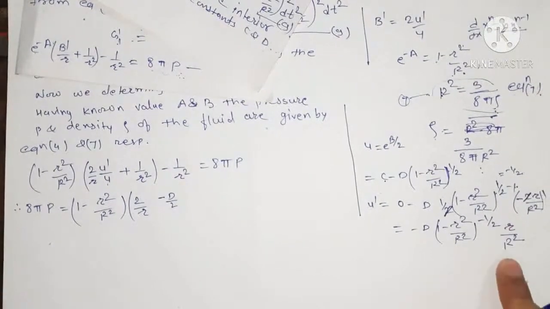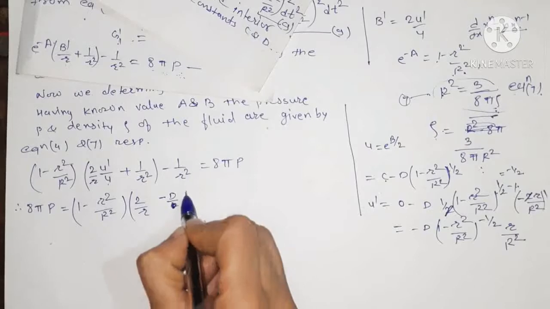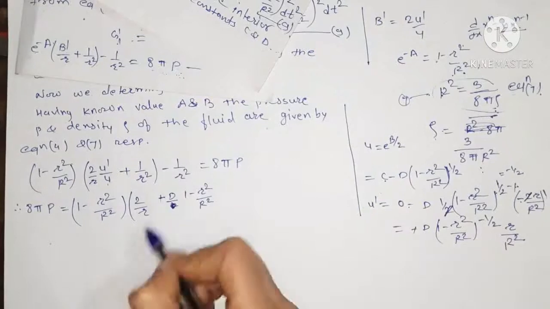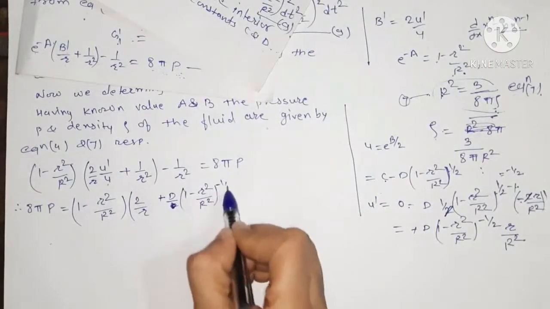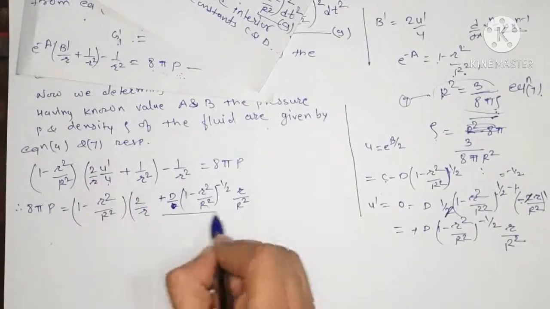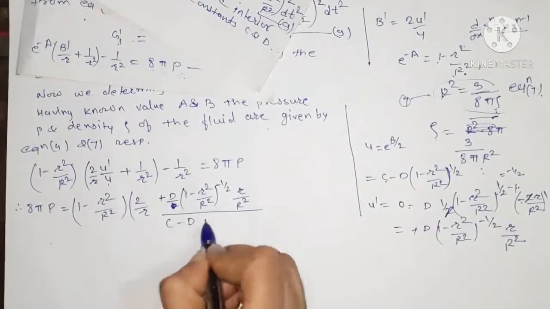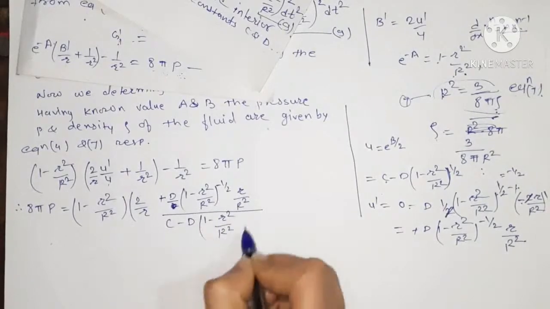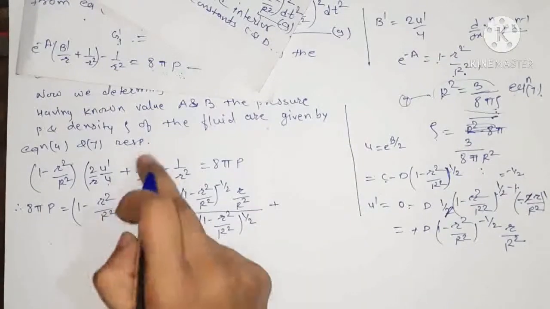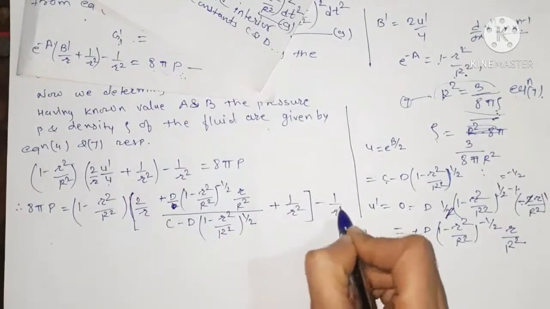Okay, so we write this here, and therefore we substitute the value of here, that is minus d (1 minus r square upon capital R square), and this minus minus is going to be plus, so we have here plus to the power minus half r upon r square. Okay, this is the value of u dash divided by the value of u is this term. So c minus d (1 minus r square upon capital R square) to the power half plus we have 1 upon r square, bracket closed, minus 1 upon r square.